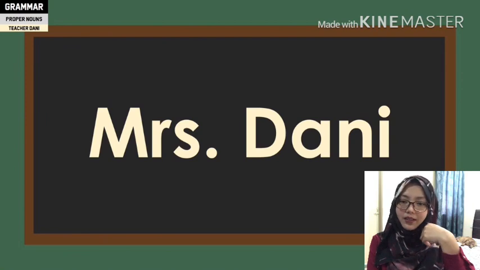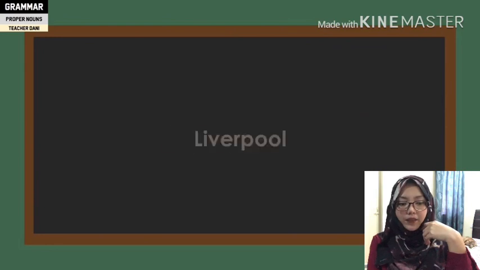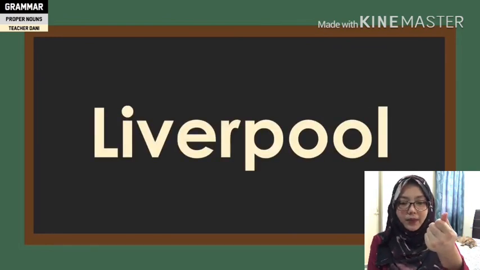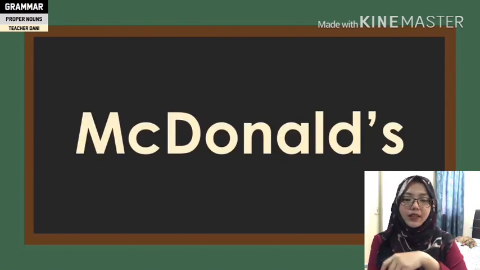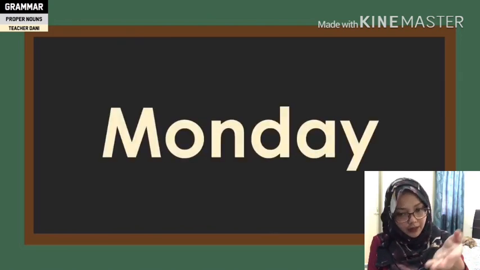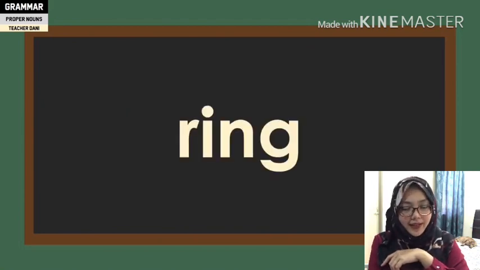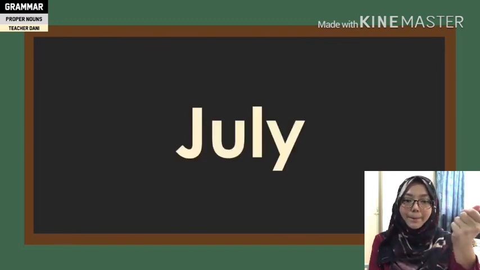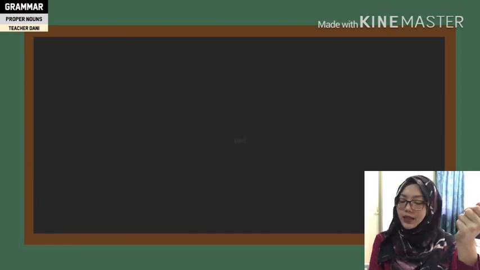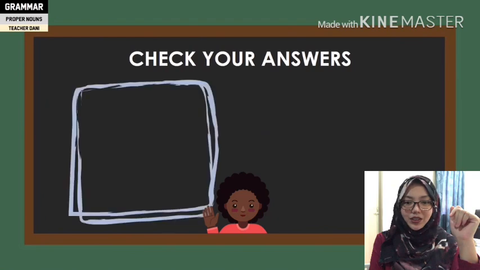Snap my finger. Next, pencil, common noun. Four things. Liverpool, snap my finger. This is a proper noun. Next, McDonald's, snap my finger. Oh, this is so nice, McDonald's. Next, Monday is a day and it's also in capital letters, so it's a proper noun. Snap your fingers. Next is ring and it's not a proper noun. July. Yes, it's a proper noun. Bird is not a proper noun. We don't need to snap our fingers. And that's all. Let's check our answers.